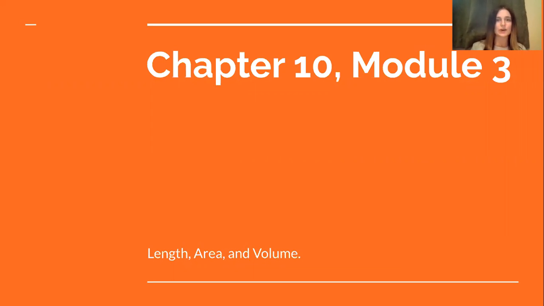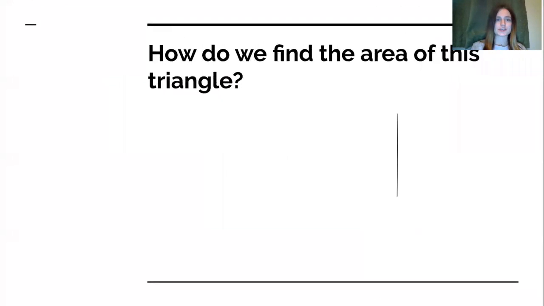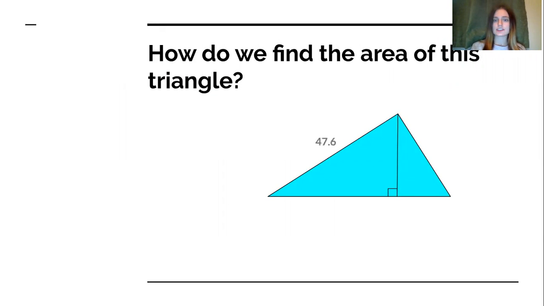So let's get started. Our first question asks us, how do we find the area of this triangle? Well, let's look at our triangle. So our triangle has side lengths of 47.6, 62.0, and 72.3. So how do we find the area?